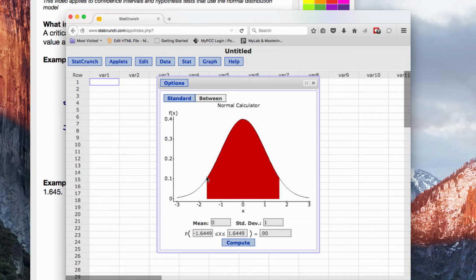So that's this cutoff here between the red and the white regions. And then there's the right side as well, 1.6449 out here. So this calculator used a lot more decimal places. It bounds this 90% area by negative 1.6449 and then the positive version. It goes out to 4 decimal places. Some books round sooner or later.